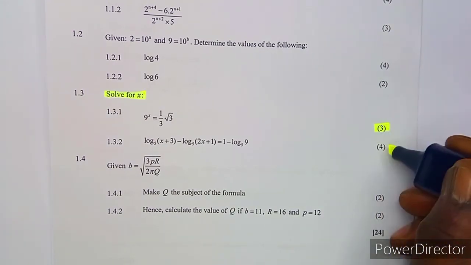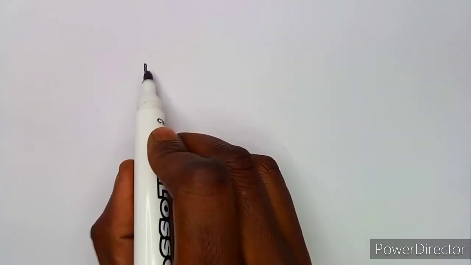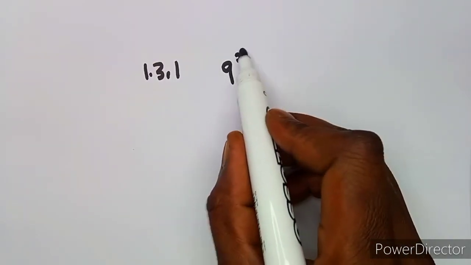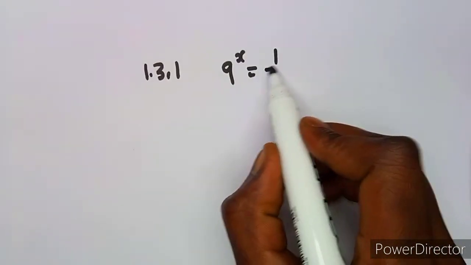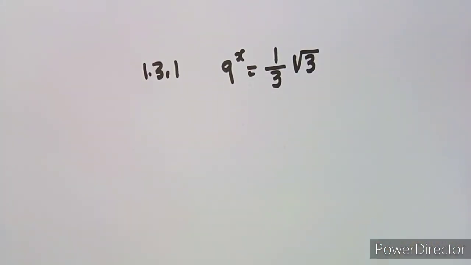3 marks. There's a lot of marks, and the other one is 4 marks. So anyways, let's see how we're supposed to solve this. So the first part we are given 1.31, which is 9 to the exponent of x, which is equal to 1 over 3 square root of 3, like this. All right. Here there are 2 things which are actually happening that we need to get rid of.